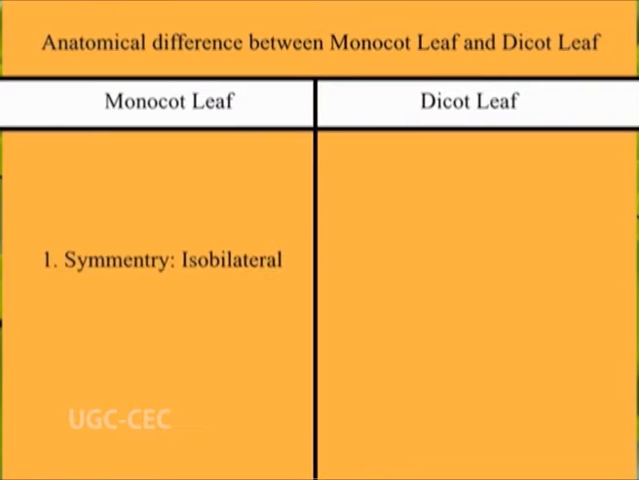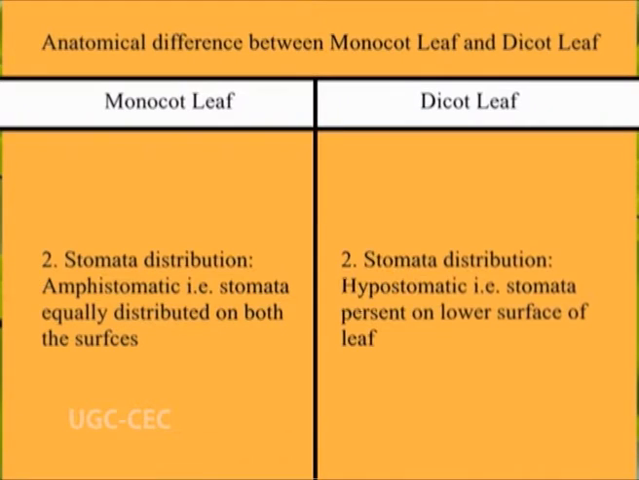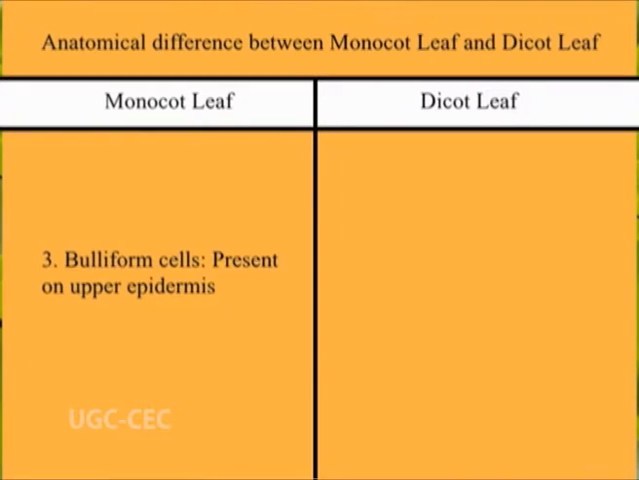Monocot leaf. The symmetry in monocot leaf is isobilateral, whereas the symmetry in dicot leaf is dorsiventral. In monocots, the stomata are distributed on both surfaces equally, that is, the condition is amphistomatic, whereas in dicots, the condition is hypostomatic, where the stomata are present on the lower surface of the leaf. In monocot leaf, the bulliform cells are present on the upper epidermis, whereas in dicot leaf, they are usually absent.